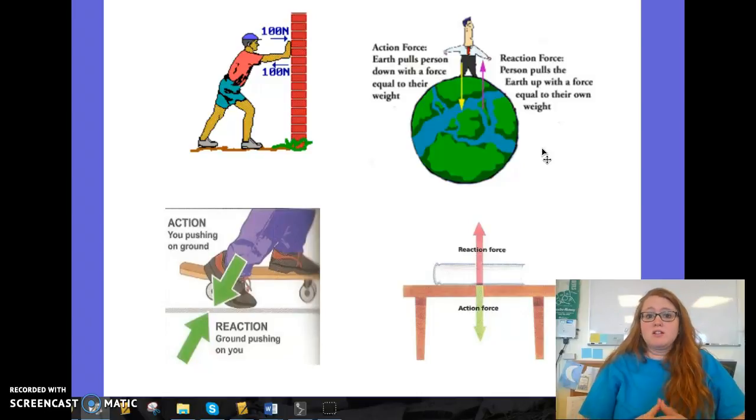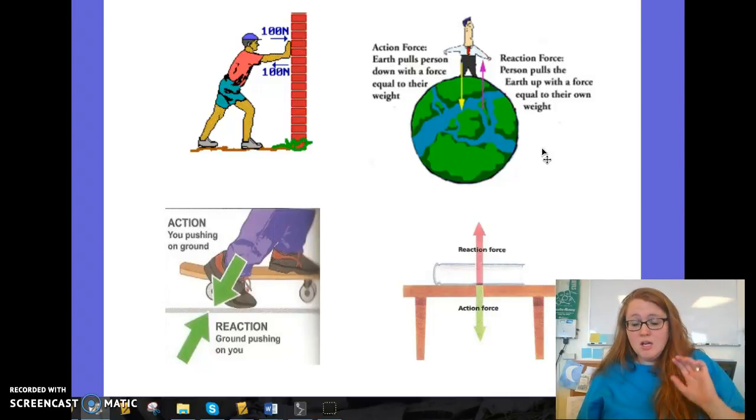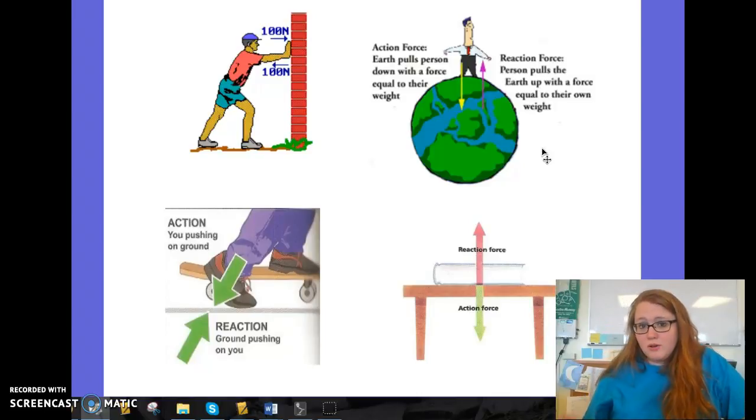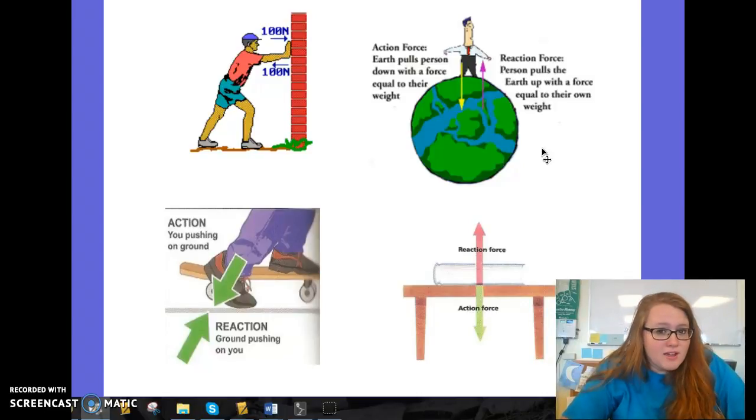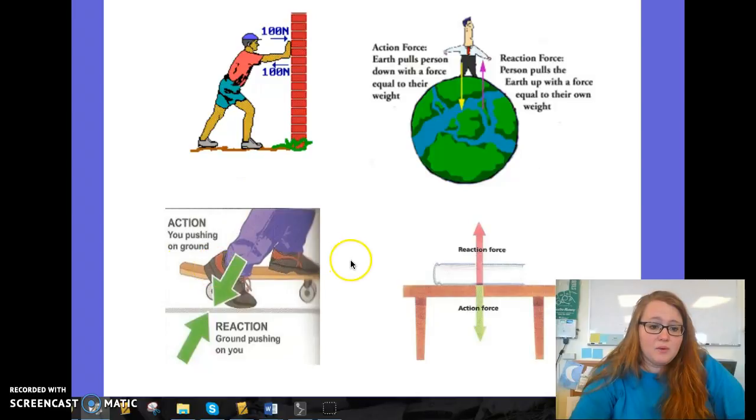Now, compared to the grand scheme of things, the earth is so big that your little gravitational pull isn't going to affect it at all. That's why we accelerate down towards the center of the earth at 9.8 meters per second squared. The earth is not really going to accelerate. It's so big. Now, in this example, we have a guy pushing the ground, so the ground pushes him forward.